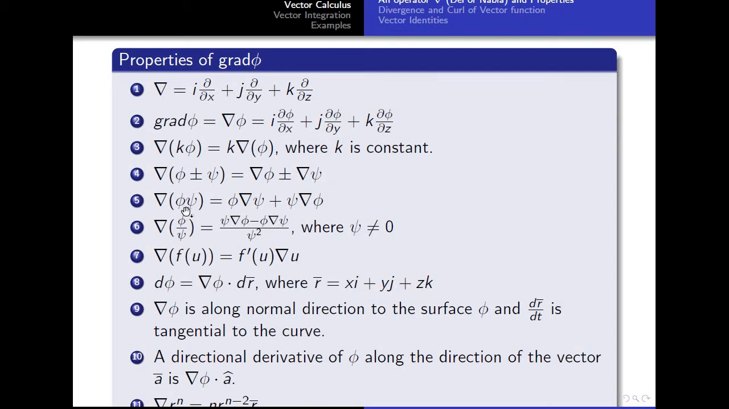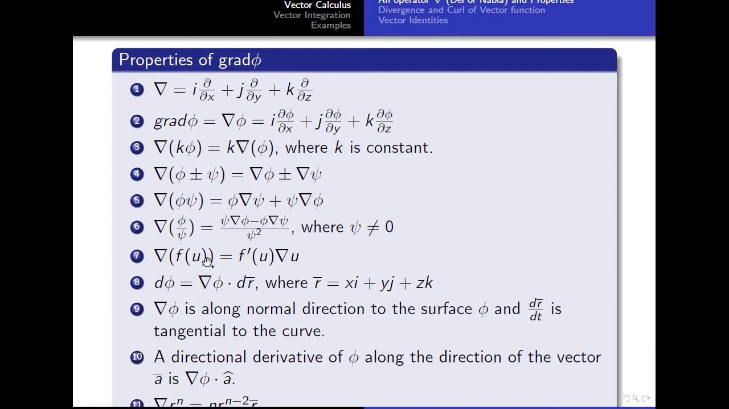When we have to take the product of two functions, phi into psi, they are both scalar terms. If we operate the operator del on this, we follow the derivative rule for a product function: phi into del psi plus psi into del phi. For the quotient rule, just like the derivative quotient rule, we write psi into grad phi minus phi into grad psi, divided by psi square. Moreover, psi should not be zero.